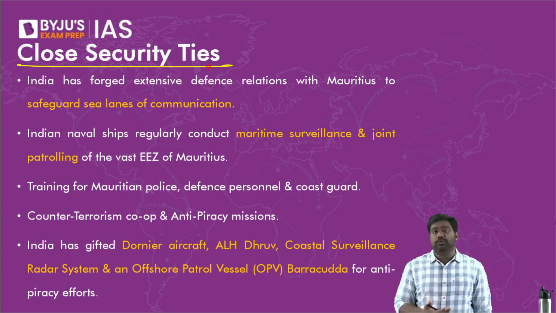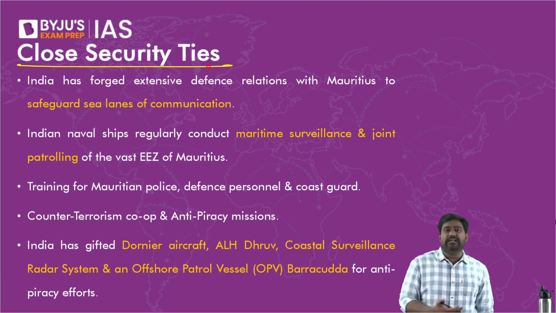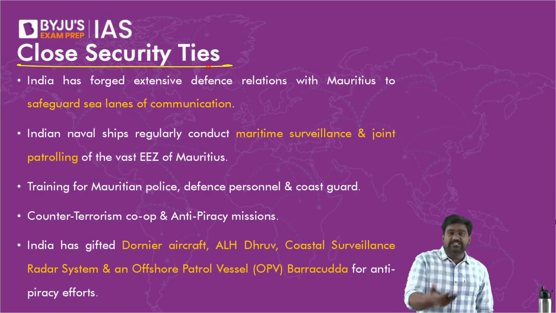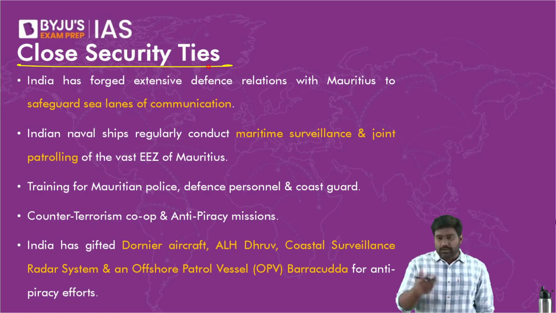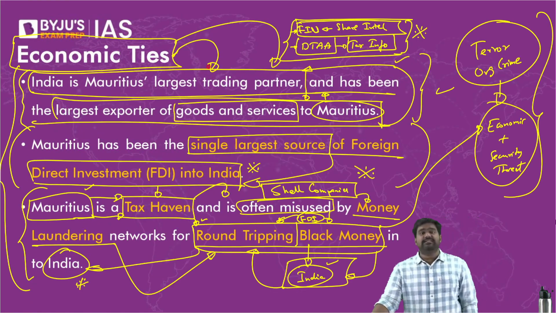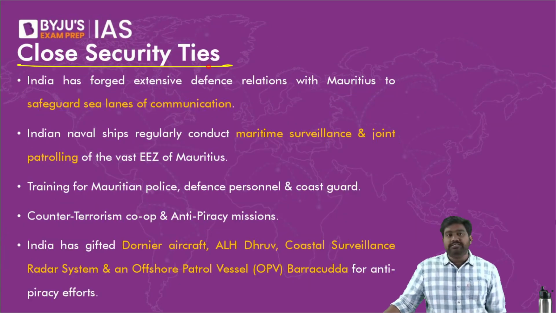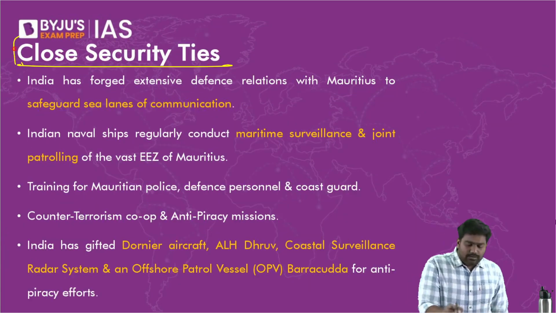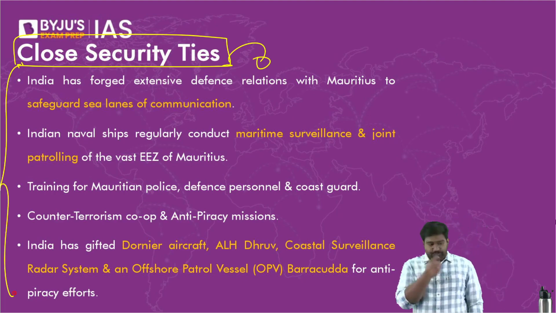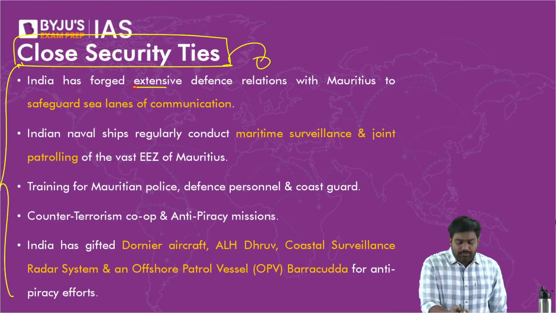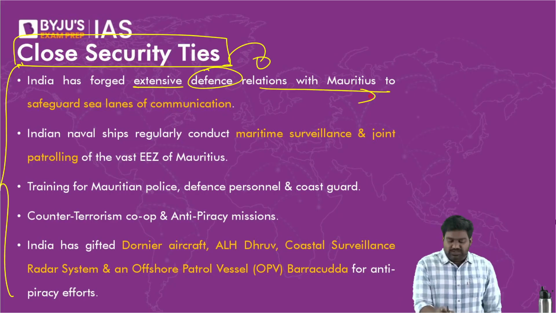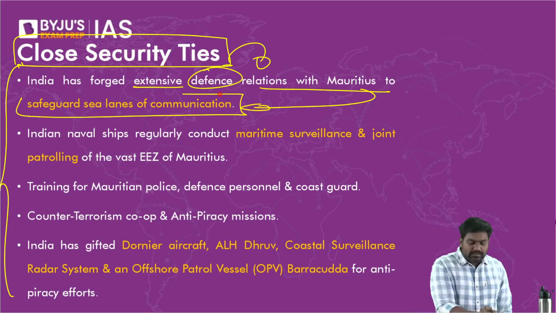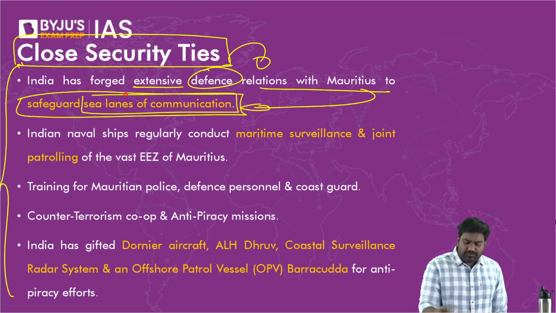That's why we work with Mauritius closely and we have signed these agreements where financial intelligence is being exchanged through our financial intelligence units, right? We are also exchanging tax information by signing a double taxation avoidance agreement. Now, coming to our security priorities, our strategic priorities. India has formed very close defense relations with Mauritius as well, mainly to protect the sea lanes of communication.